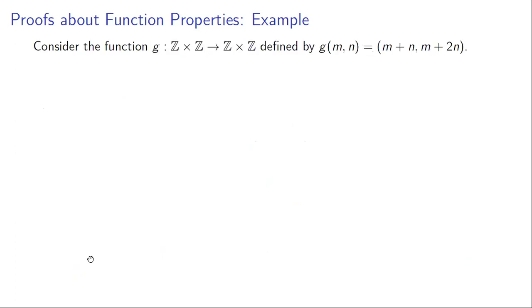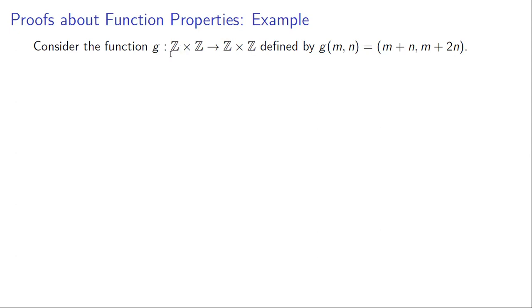Another example, and here's quite a tricky example. So consider the function g, and here's the domain of g. The domain of g is z cross z. So that looks pretty interesting. The domain of g is z cross z, and the codomain is also z cross z. So this is rather interesting.